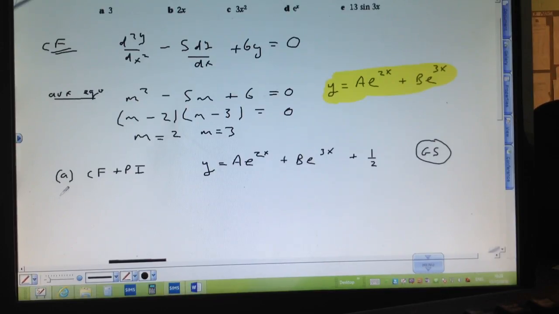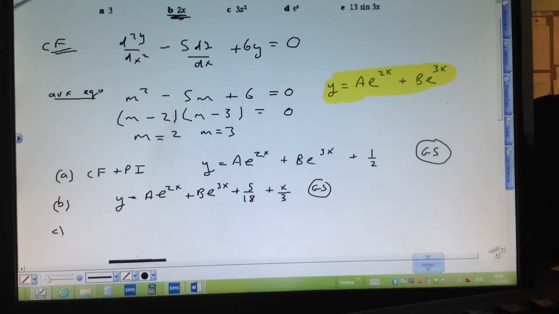For B, again, the complementary function plus the particular integral gives us y equals A e to the 2x plus B e to the 3x, and when I use that as the f of x, what did it give us then? x over 3 plus 5 over 18. So plus 5 over 18 plus x over 3? Yeah. Okay, so that'll be the general solution there.